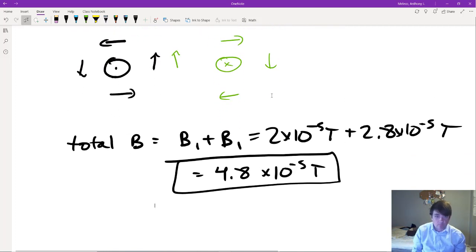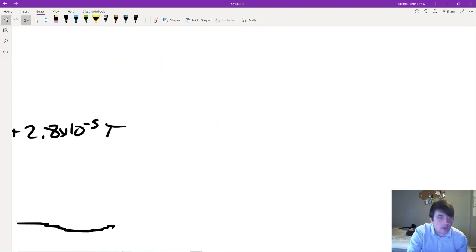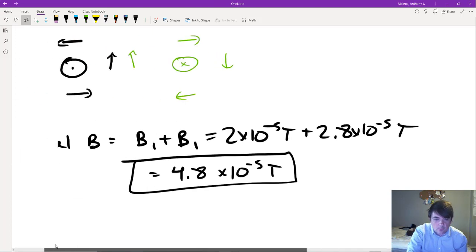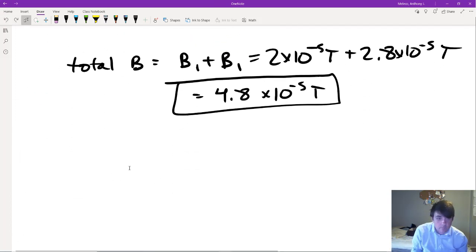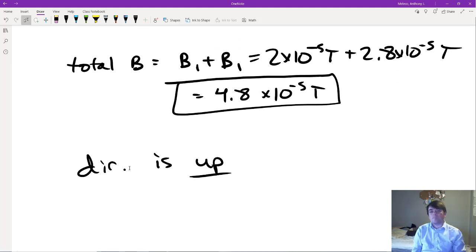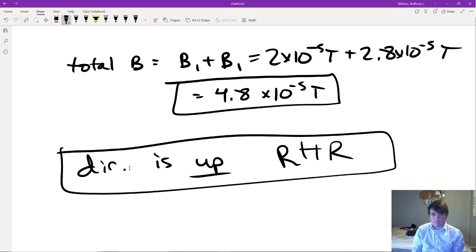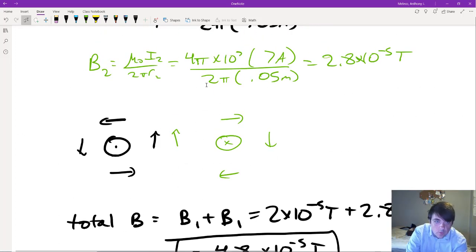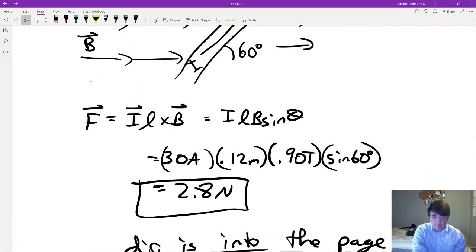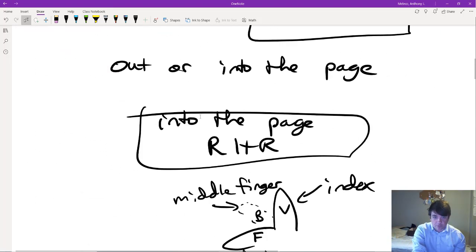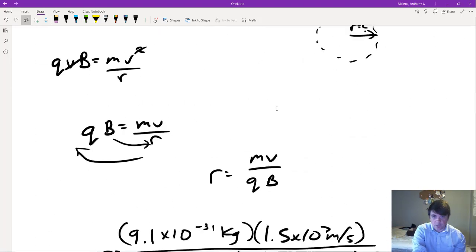And the direction, as we just saw, is up, okay? And again, I use the right hand rule for that. So make sure you can do the right hand rule for both the wire and again for this type of wire, and then for QVB as well, this one. Okay?